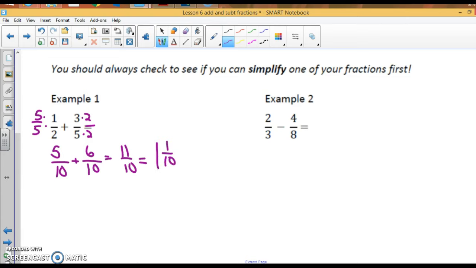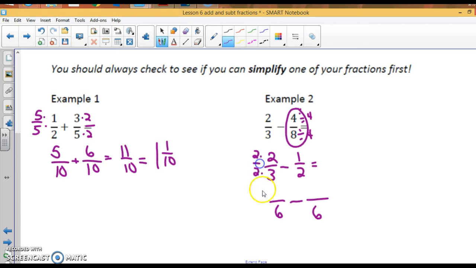All right, this one. I recognize right away that 4/8 can be reduced. So I'm going to do 2/3 minus, divide these both by 4, I'm going to get 1/2. That just makes things easier. Smaller numbers to deal with, less likely to make a mistake. So our common denominator here, what does 3 and 2 both divide into? It'll be 6. So to make this 3 into 6, I'm going to multiply numerator and denominator by 2. So it'll be 4/6. To make this 2 into a 6, I multiply by 3. So I get 3/6. So 4/6 minus 3/6 is 1/6.